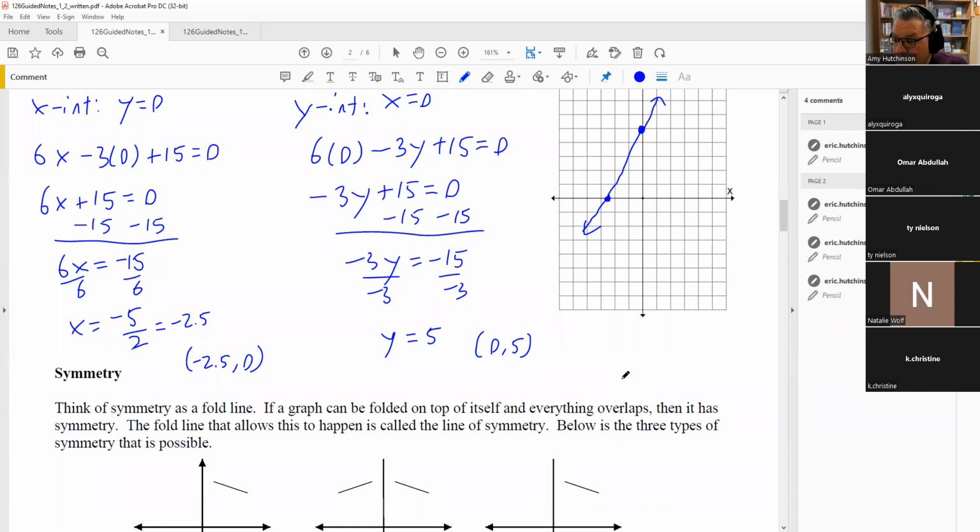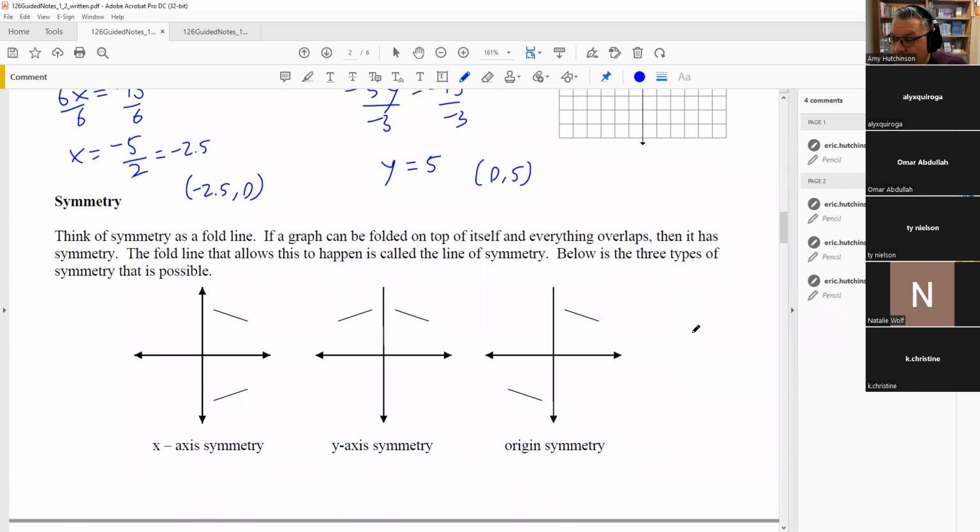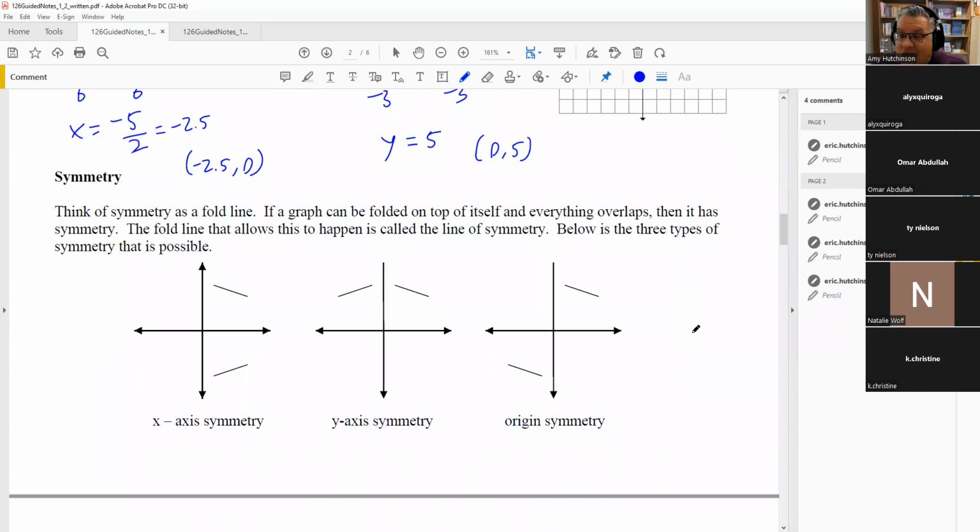All right, so now the next thing we're going to talk about is an idea that's called symmetry. Okay, so symmetry, I have this written out here in your notes. So we'll just kind of talk about this a little bit here. So symmetry is a fold line. And so I have some different drawings on that. So what happens is if I fold the graph along either the x-axis or the y-axis or through the origin, if I get one part to lay on top of the other one, that means it has that symmetry.